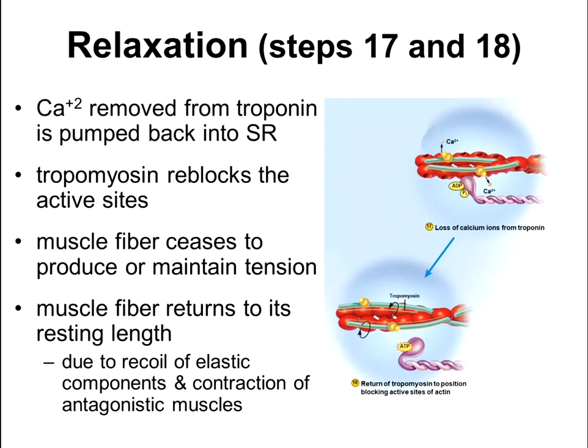So the calcium is removed from the troponin. It is pumped back to the SR. The tropomyosin then blocks the active sites. It moves back over to block those active sites. Therefore, the muscle fiber ceases to produce or maintain any tension. The muscle fiber now returns to its resting length because it is relaxed. So it's just the opposite of what we saw going into the contraction. Everything is just reversed, and now the muscle can relax.